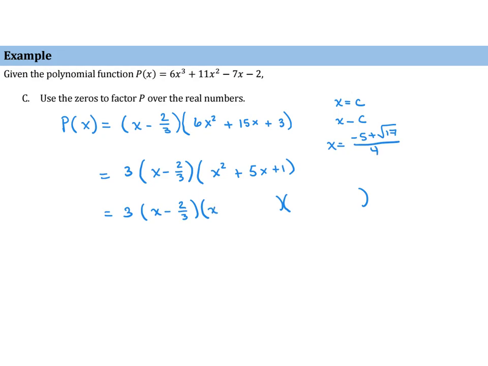So we would have x minus negative 5 plus the square root of 17 over 4. But not only did we have negative 5 plus the square root of 17 all over 4, we had negative 5 minus the square root of 17 over 4. So x minus negative 5 minus the square root of 17 over 4. And so there is our factored polynomial. This time we factored over the reals, not just rationals like you had done in an Algebra 1 or Algebra 2 course.